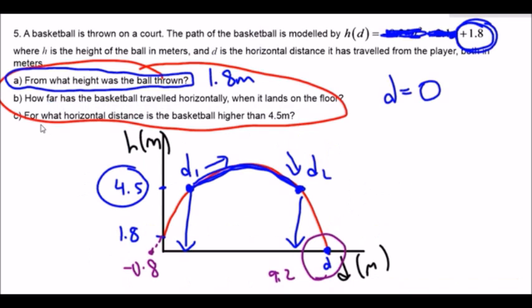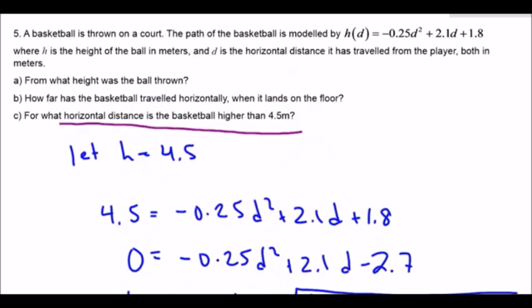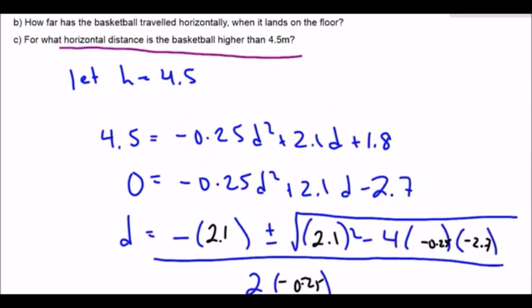Look at my diagram. I know that this point was 1.6 meters away from the player. And this point is 6.8 meters away from the player. So between these two distances is when the ball was 4.5 meters or more above the ground. So I just need to subtract them. So if I subtract 6.8 minus 1.6, I get 5.2.